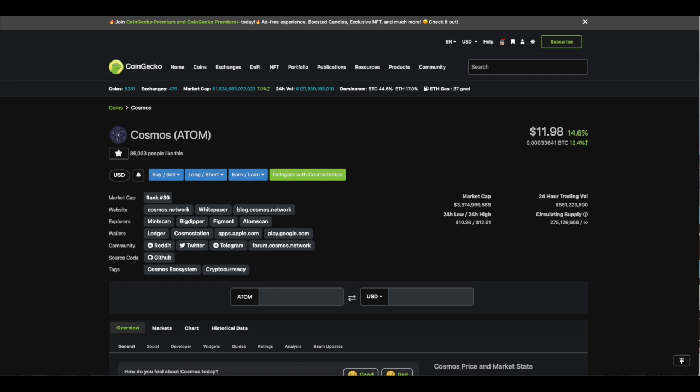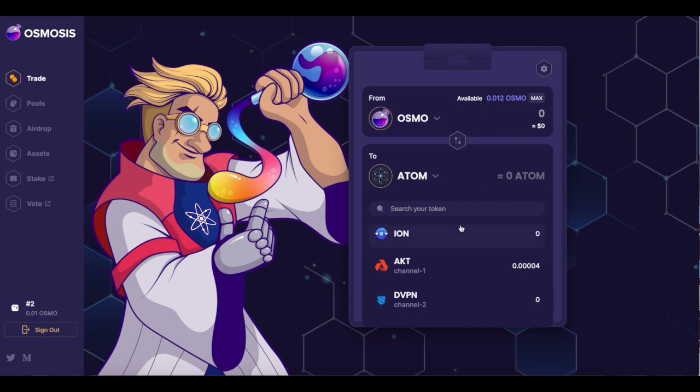Atom is one of those tokens that's more liquid. I mean, it's even on Coinbase. So you can use Akash or the Crypto.com token. Either of those work if you want. But the whole goal is to get your funds onto Osmosis, and then you do your swaps over there.